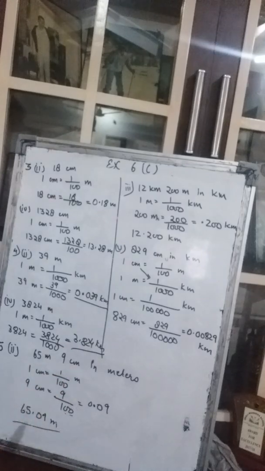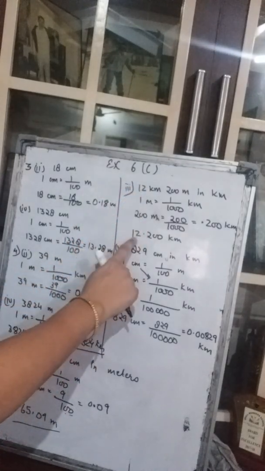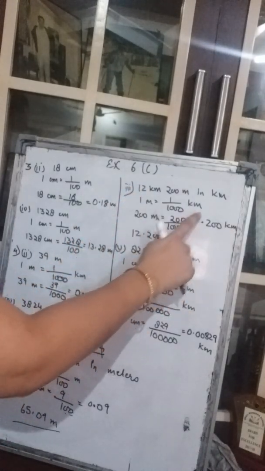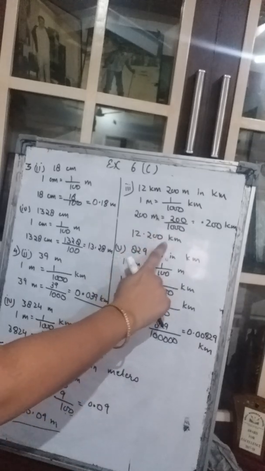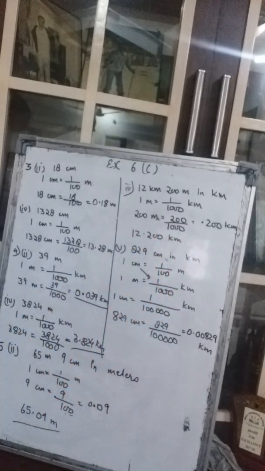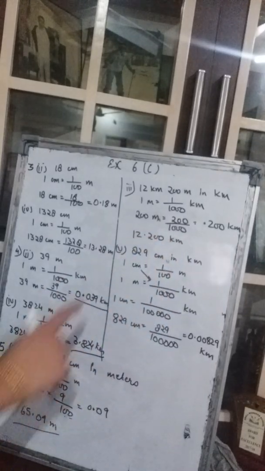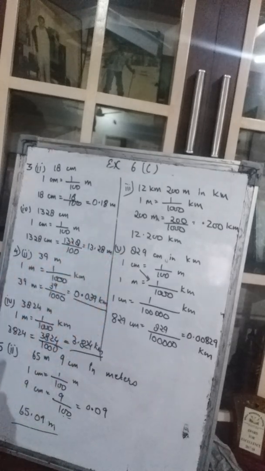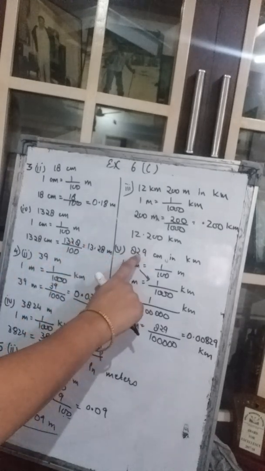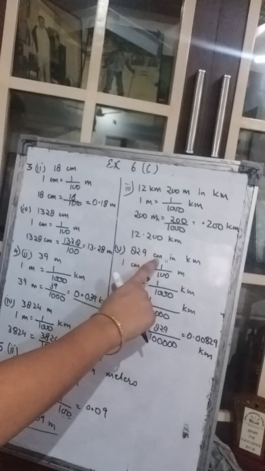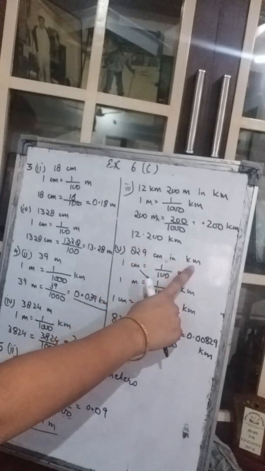Now collectively it will be written as 12. 12 write as it is and take this decimal portion, 0.200 kilometer. Now we come to the fifth part. Fifth part, just understand it carefully. We have to convert this 829 centimeter in kilometer.